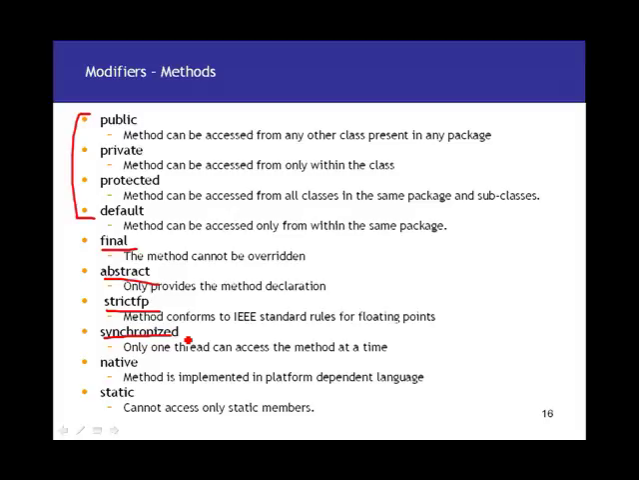Next thing, native. If you have some kind of platform dependent language implementation, say for example you have got some C implementation to be done, then you can use that C implementation in the method when you apply the native modifier on your method. And the next thing is static.